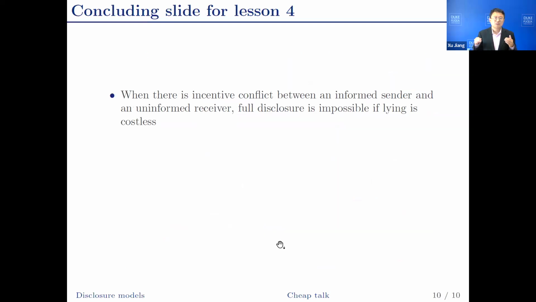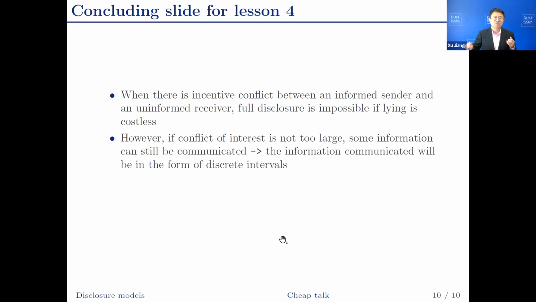To conclude, when there is incentive conflict between the informed sender and the uninformed receiver, if lying is costless, then full disclosure is impossible. The question is whether or not we can convey any information. If the conflict of interest is not too large, some information can still be communicated, but the information communicated will be in the form of discrete intervals, those partitioning equilibria.